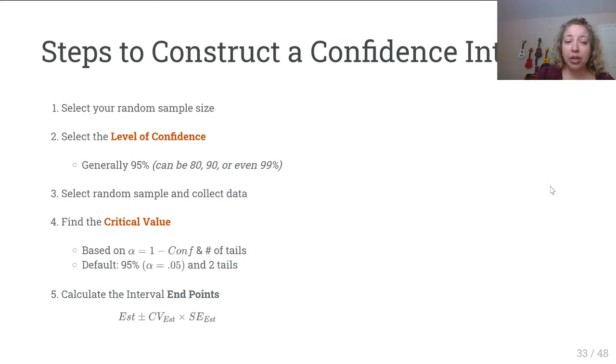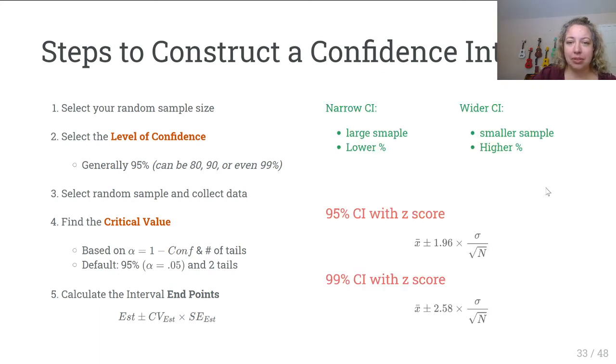Then we need to find a critical value, and that is based on that confidence level as well as degrees of freedom. Always, confidence intervals are 2 tails. Always 2 tails on the t table. And then we're going to calculate our endpoints.